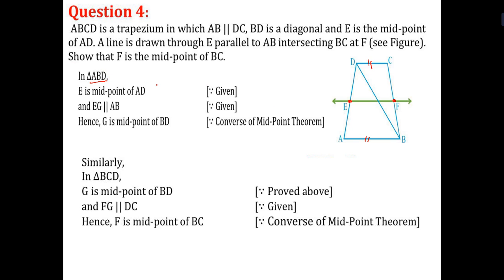Now here see the triangle ABD. So here it is one triangle, A, B and D. E is a midpoint of AD. And EG, so here we have to pick one point G. EG is parallel to AB. So G is the midpoint of BD, by the converse of the midpoint theorem. Now similarly we can say, triangle BCD. So B, C and D.